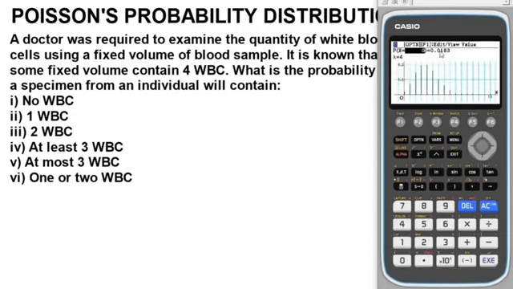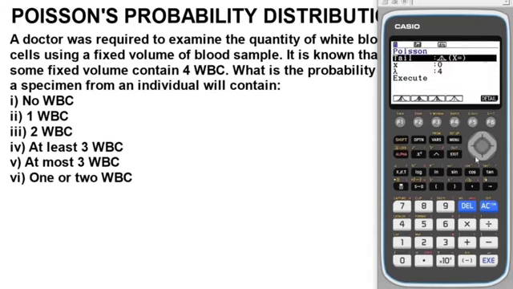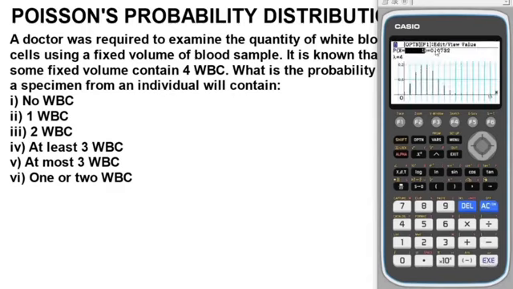Okay, so this is the probability that a specimen from an individual will contain no white blood cells. Now to get the probability that a specimen from an individual will contain 1 white blood cell, all you have to do is to go to exit. Okay, so remove this 0 and put 1. Press execute. It's as simple as that, guys. So what we have is 0.0732.